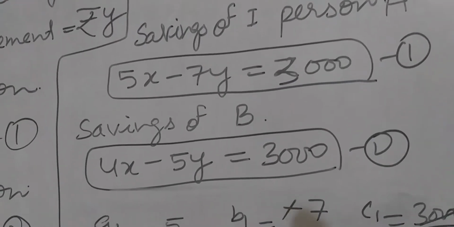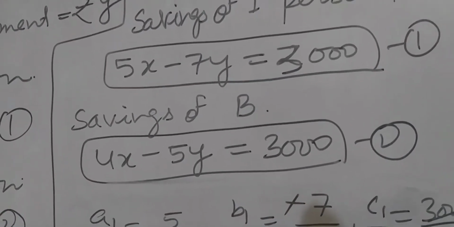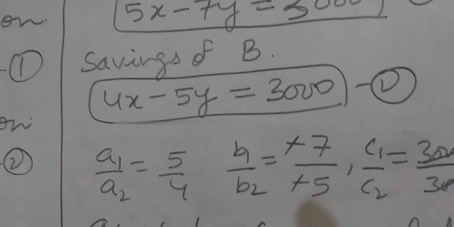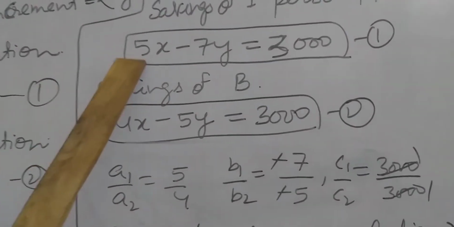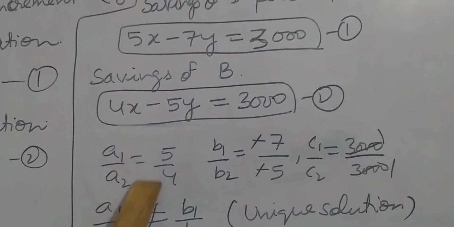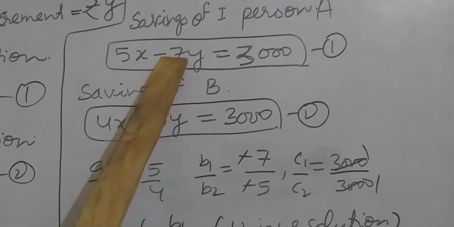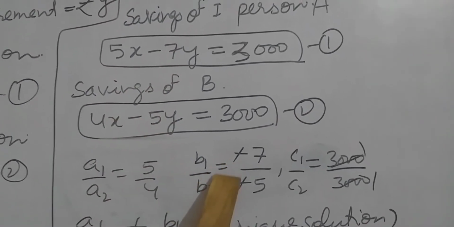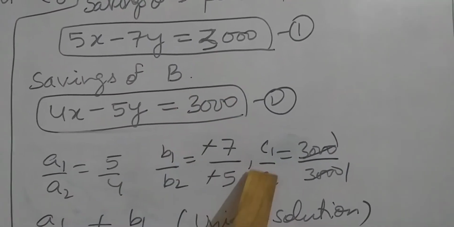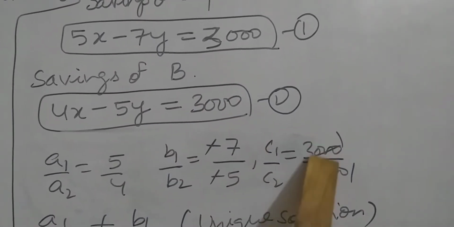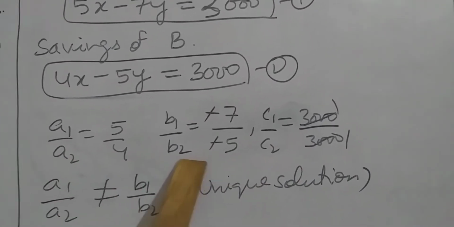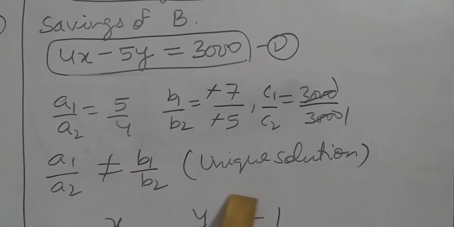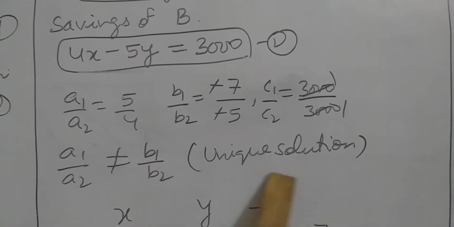Now we have to solve these equations by any method. I am going to solve by the cross multiplication method. So a1 upon a2 we have to calculate: 5 upon 4. b1 upon b2: minus 7 upon minus 5, minus cancels. c1 upon c2: 3000 upon 3000, 1 is to 1. You can see a1 upon a2 is not equal to b1 upon b2. It means the given system of equations has a unique solution.